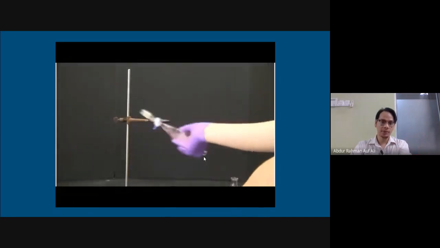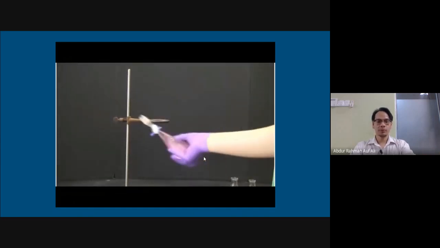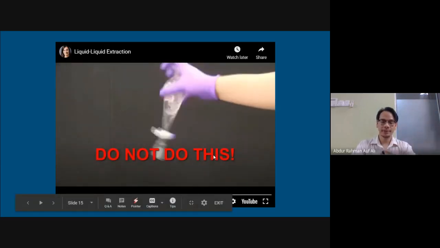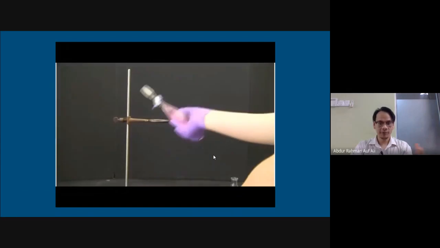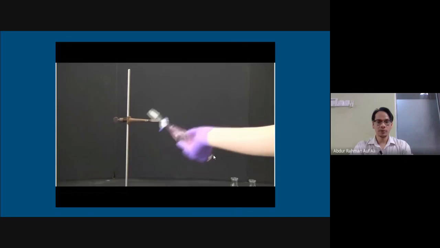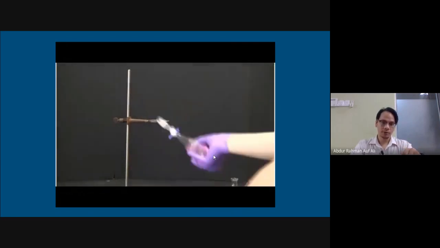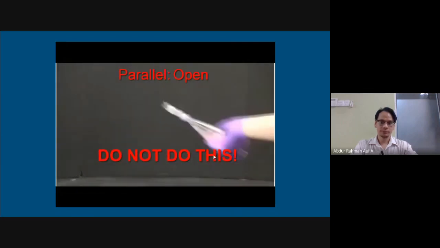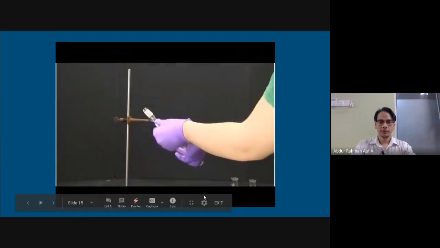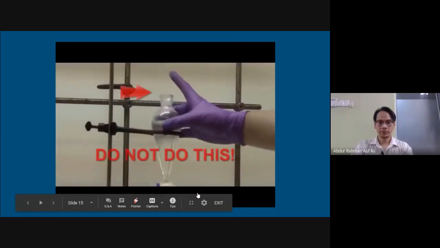Do it like this and shake like that, so that the vapor does not spray into your face; keep the funnel turned away from you. Then you open the stopcock to release the gas, release the vapor, so that the pressure decreases. Every time you shake, you are producing vapor, so the pressure will increase the longer you shake. So from time to time you release the vapor by opening the stopcock and then closing it. In the end, you will get two layers that settle down.